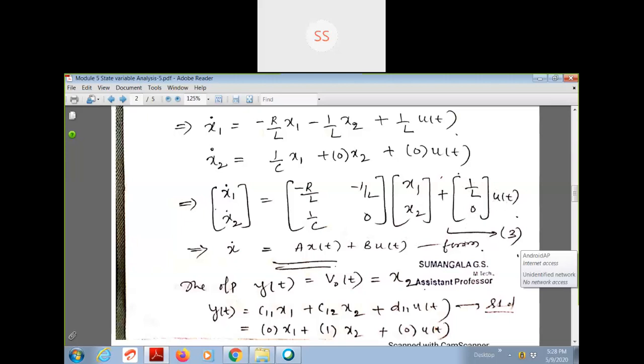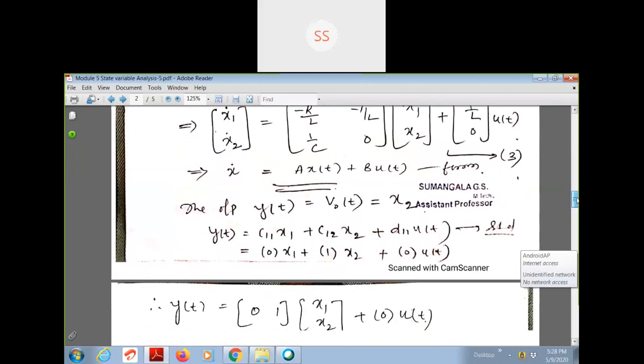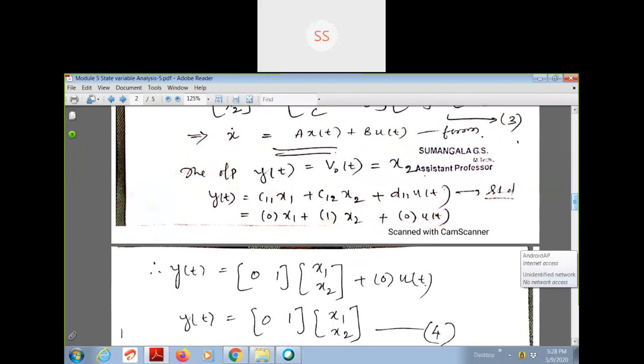So from equation 3 you can write matrix A is this one and matrix B is 1 by L, 0. Matrix A is a 2 cross 2 matrix, whereas matrix B is a 2 cross 1 matrix. So that is one part of writing the state model.